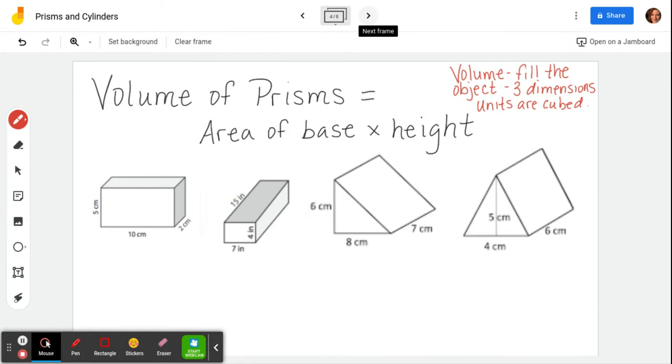When you want to find the volume of prisms, this is going to be true for cylinders as well. You're going to find the area of a base and then multiply it by the height. The height is the distance between your bases.